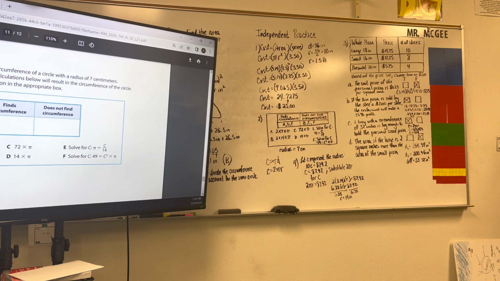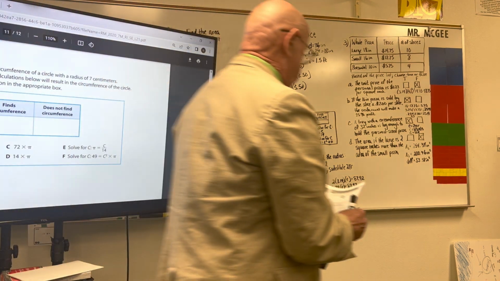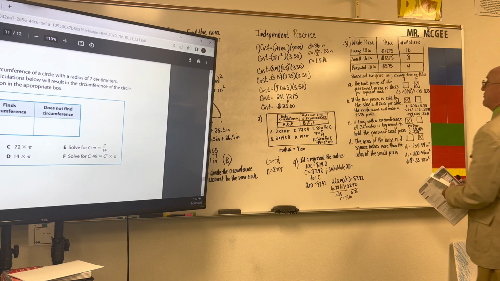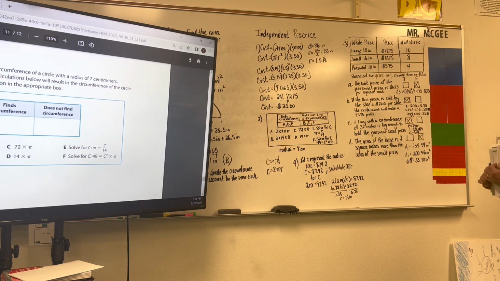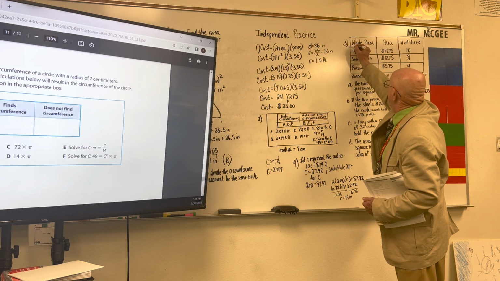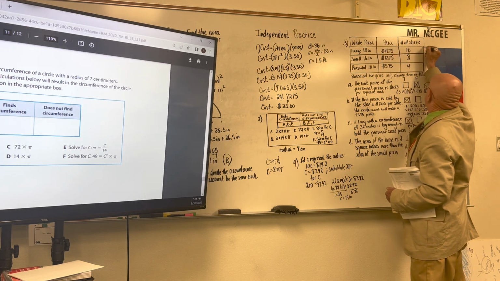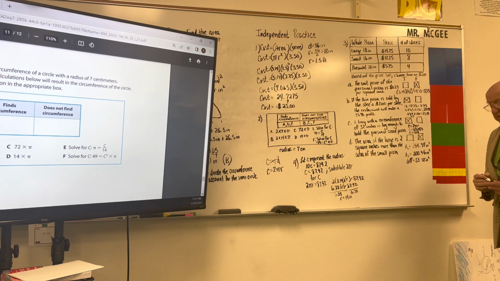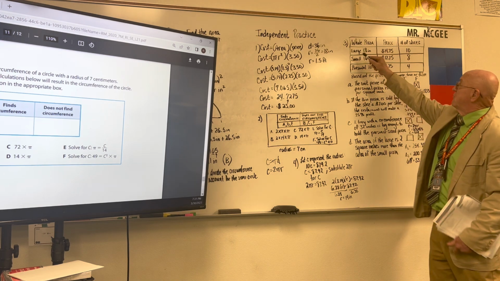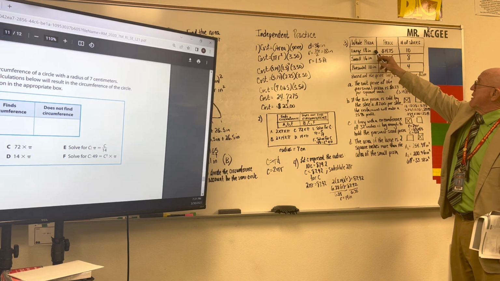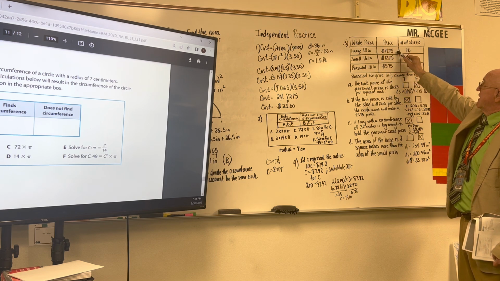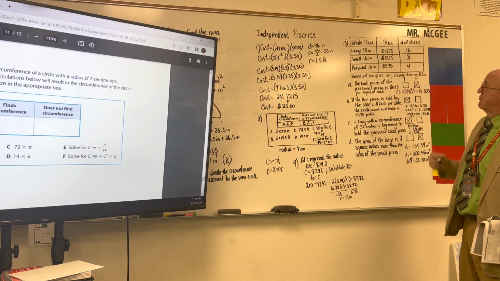Well, you know what? We don't really need it because I wrote everything on the board. All right, we have a chart, and the chart says whole pizza, the price, and the number of slices. So we have a large pizza, a large is 18 inches in diameter. It costs $14.75 and it gives you 10 slices.